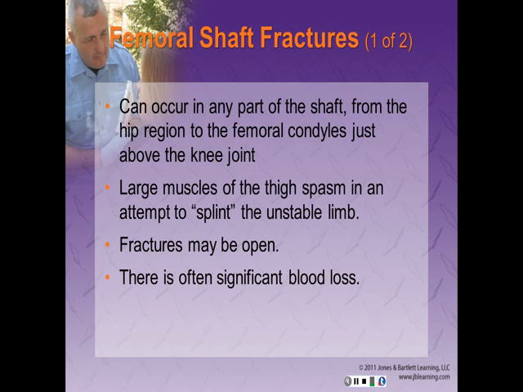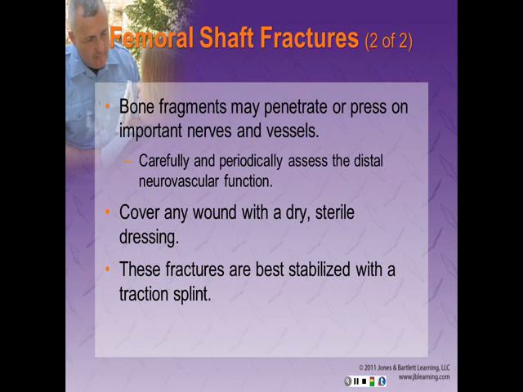Femoral shaft fractures. These occur in any part of the shaft from the hip to the femoral condyles just above the knee. Following a fracture, the large muscles of the thigh spasm in an attempt to splint the unstable limb. The muscle spasm often produces significant deformity of the limb, and usually the limb also shortens significantly. These fractures may be open, and fragments of the bone may protrude through the skin.